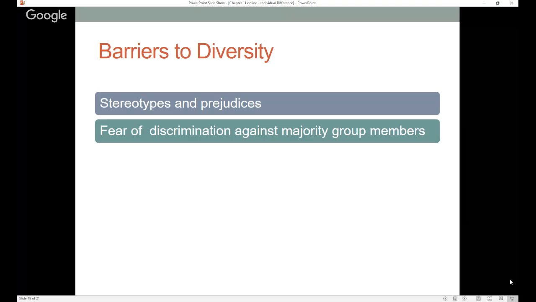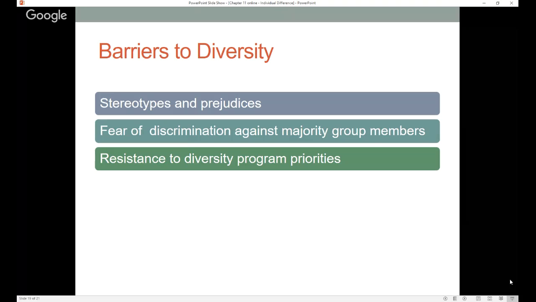Or we've seen there are people who are scared that the majority group might lose their status in society or be discriminated against, which is unfounded. Or we just notice that a lot of people have resistance. They just don't like diversity programs. They don't want to make them a priority.